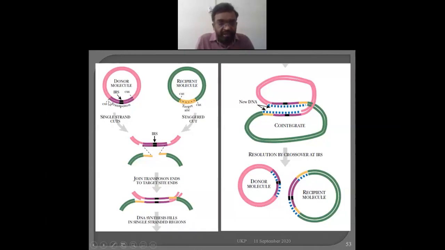But here the cuts are made such that a single strand is cut at this position, and here also a single strand is cut. This is why it is referred to as a single strand cut, because it is much farther away. You already know that complex transposons have a higher content of base pairs, up to 5,000 base pairs. Here one cut is there and another cut is after the 5,000. So this is important.